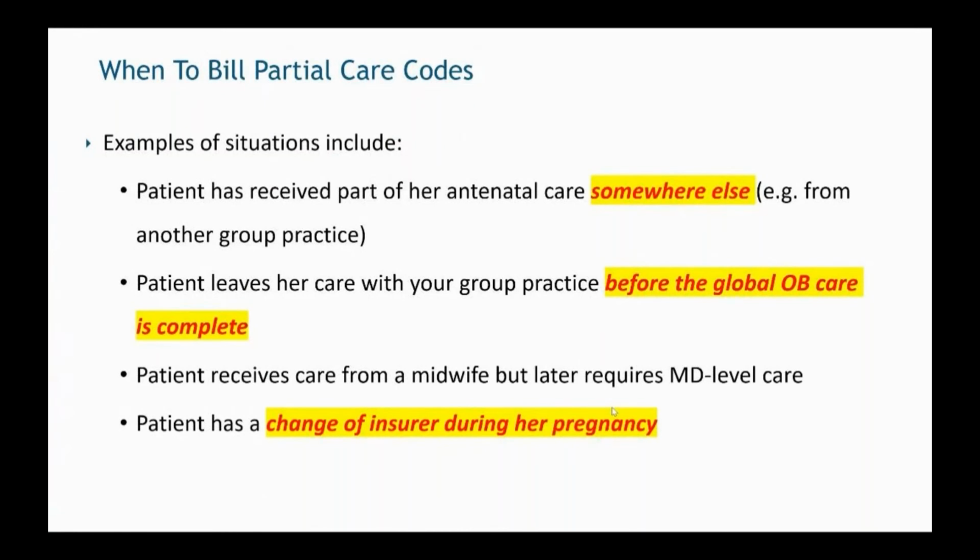The patient has received part of her antenatal care somewhere else from another group practice. The patient leaves her care with your group practice before the global care is complete, or the patient receives care from a midwife and later requires MD level care, or the patient has a change of insurer during her pregnancy. All of these situations mean that the global code is no longer appropriate and that you're going to have to bill the separate CPT codes, and you're not going to be billing the global codes.